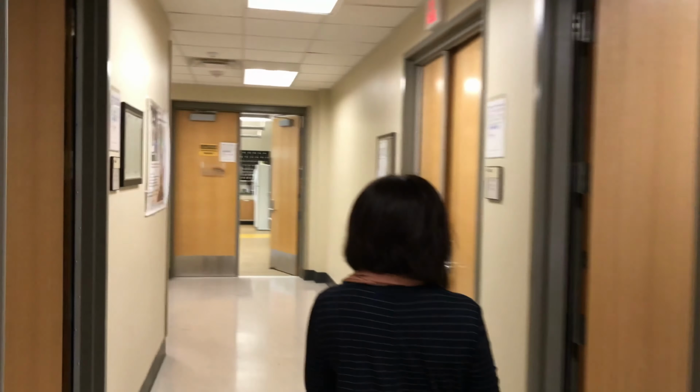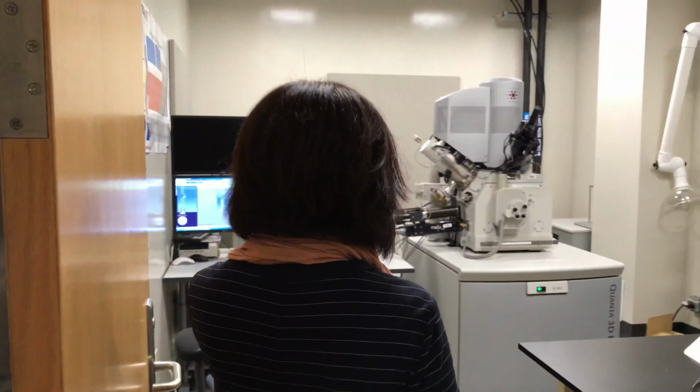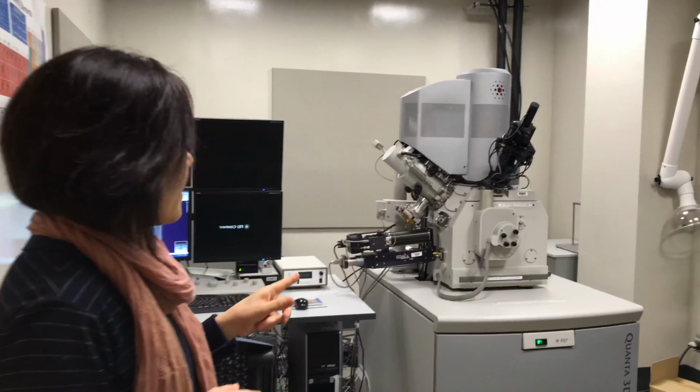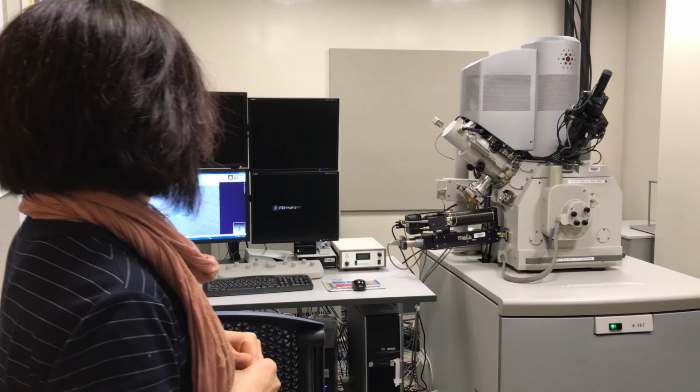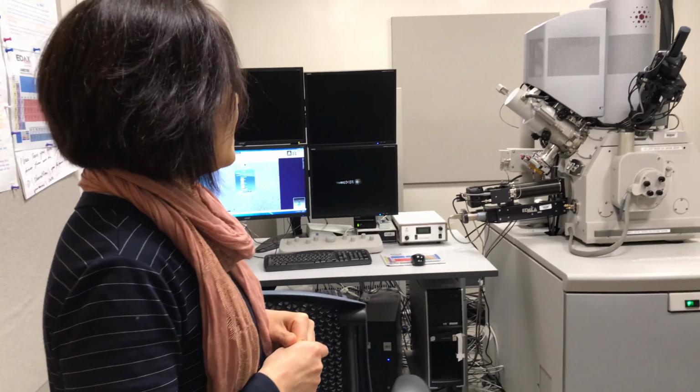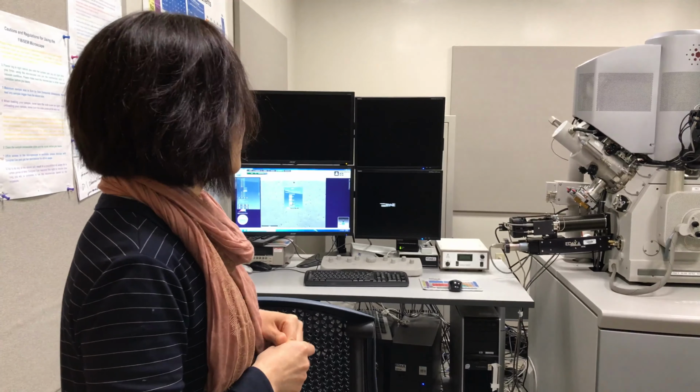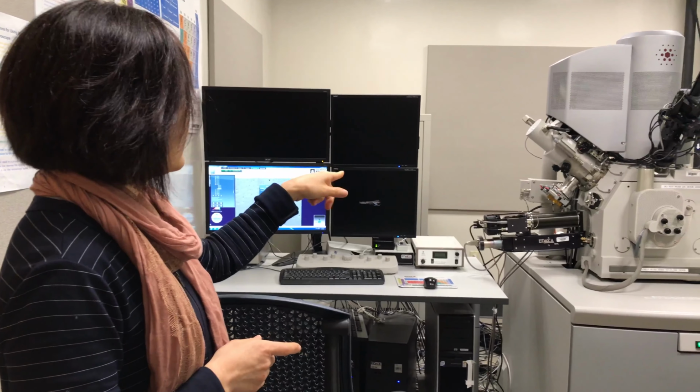Okay, in this corridor, we have 4 electron microscopes I want to show you. We have 2 SEM, scanning electron microscopes. This is one of them, and this SEM is not just the electron column. We also have focused ion beam, so it's called a dual beam system. With this system, we can do the very surface morphology imaging, or we can do nano or macro fabrication with the focused ion beam. With this instrument, we also have EDS detector and the EBSD detector.